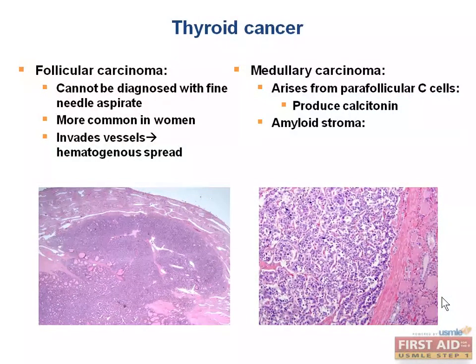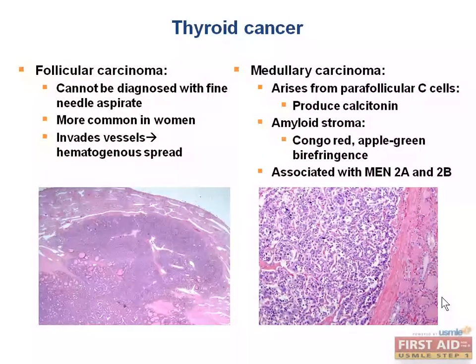Histologically, one sees sheets of cells with amyloid stroma, and amyloid, as you may recall, is typically described as staining with Congo red under polarized light, and there is an apple green birefringence. In addition, medullary thyroid carcinoma is also associated with MEN2A and 2B syndromes, which we will discuss at the end of the endocrine pathology section.